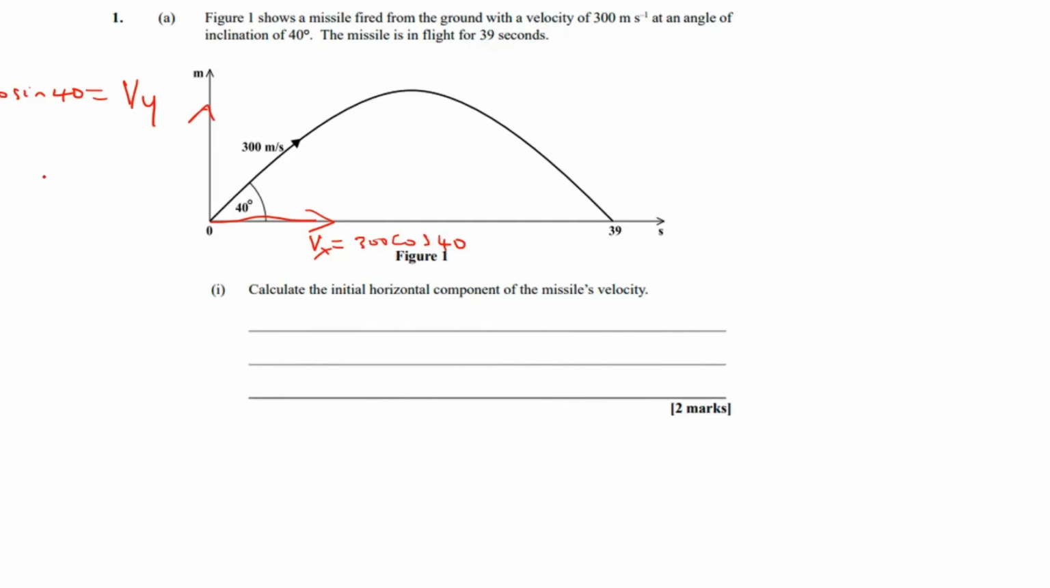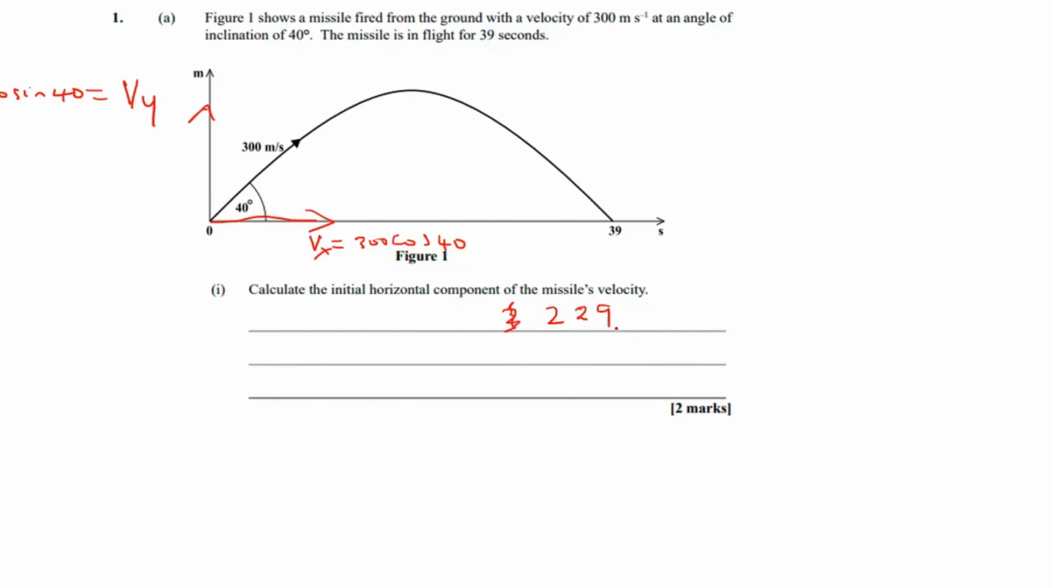With that being said, we can calculate what they want us to calculate. Calculate the initial horizontal component of the missile's velocity. Once we have that, we can work it out. Tell me what the value is. 229.8 meters per second.